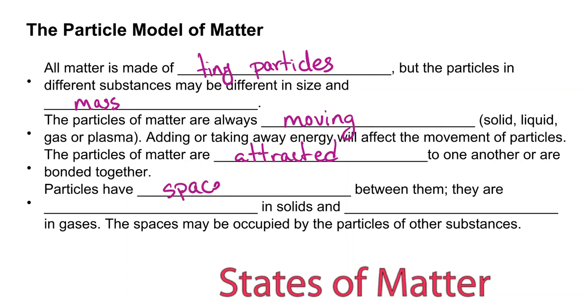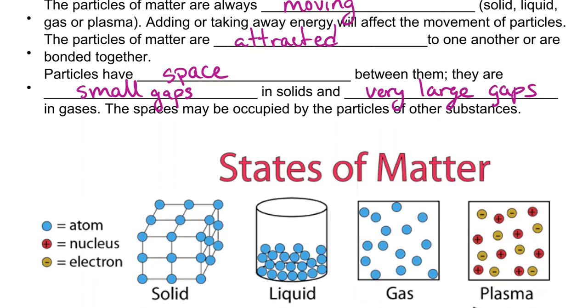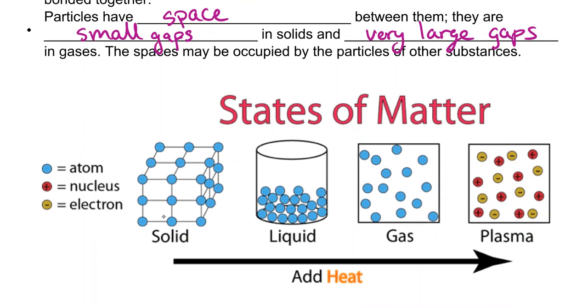Particles always have space in between them. And the space is tiny, right? So they're small gaps in solids, and very large gaps in gases. The spaces may be occupied by particles of other substances. Perfect, no problem. So here, if I've got a solid, the particles here are still vibrating around. They're still kind of shaking back and forth, but they're fairly rigidly stuck next to each other.